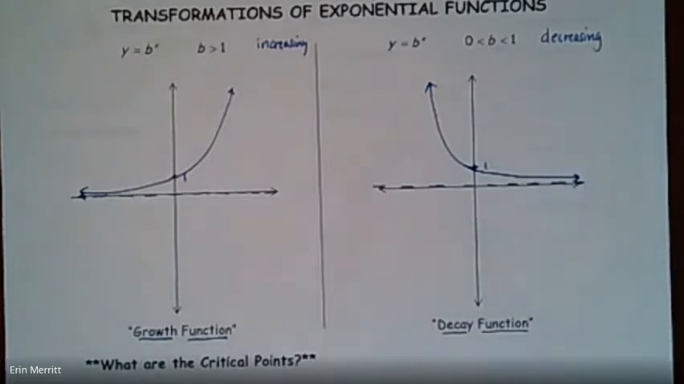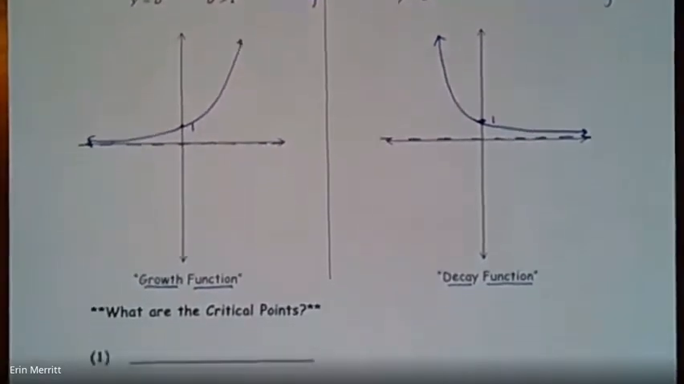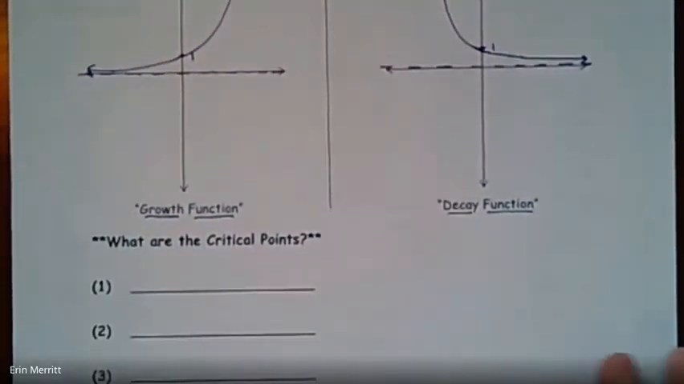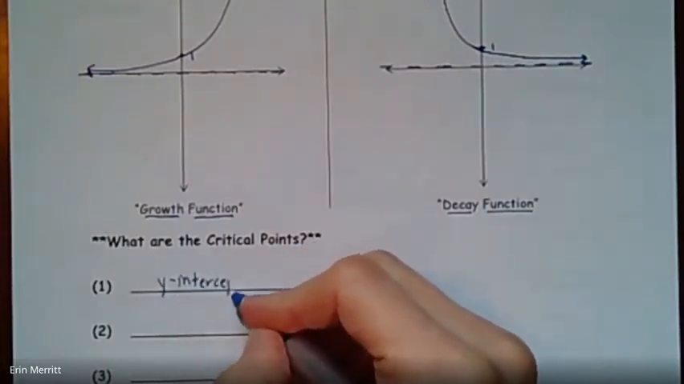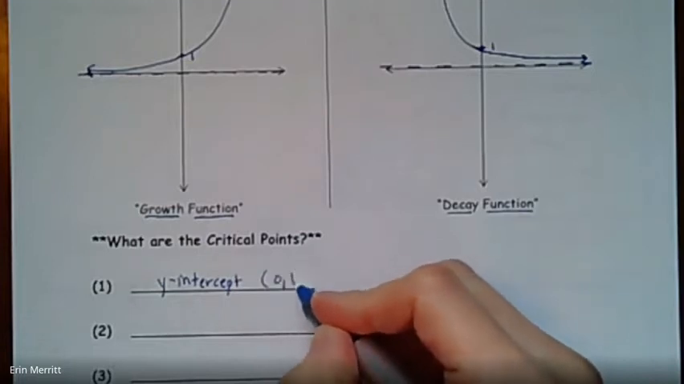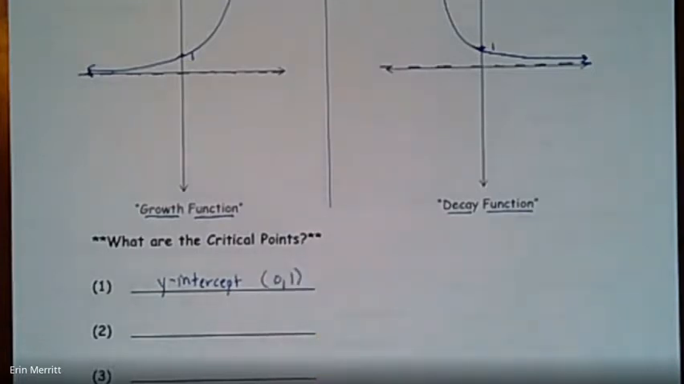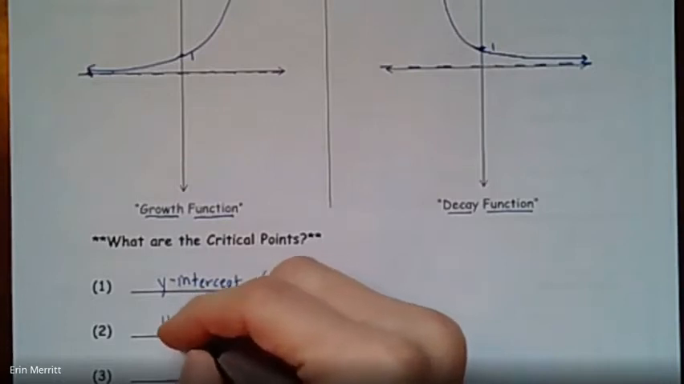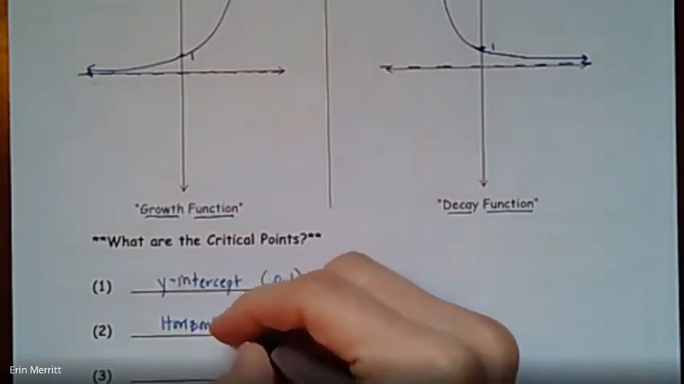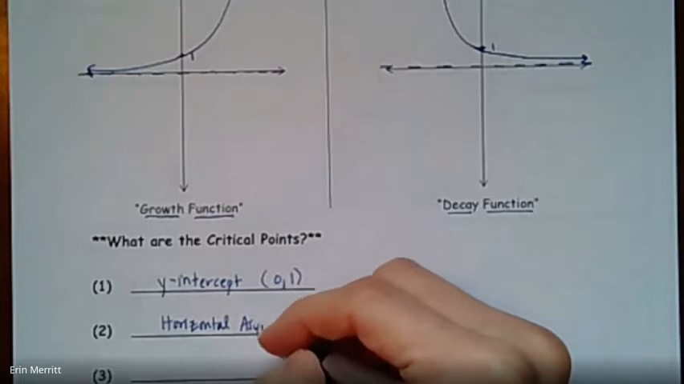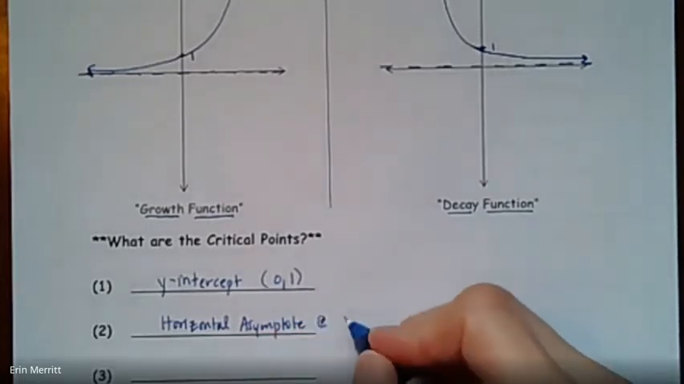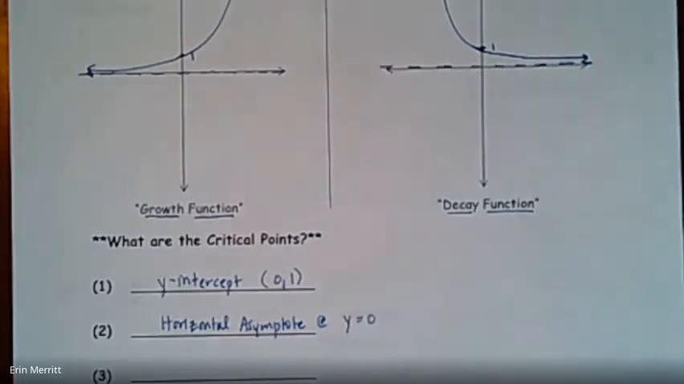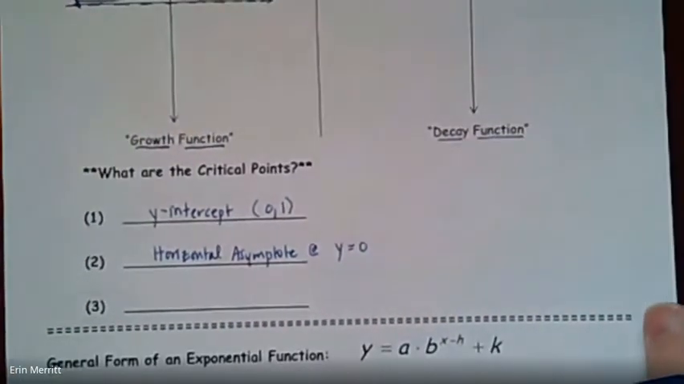All right? So when it says, what are the critical points? I'm going to slide up a little bit here. The critical points is that the y-intercept is always at 0, 1. There's a horizontal asymptote right at y equals 0, which is essentially like a little invisible line that the graph can't cross.